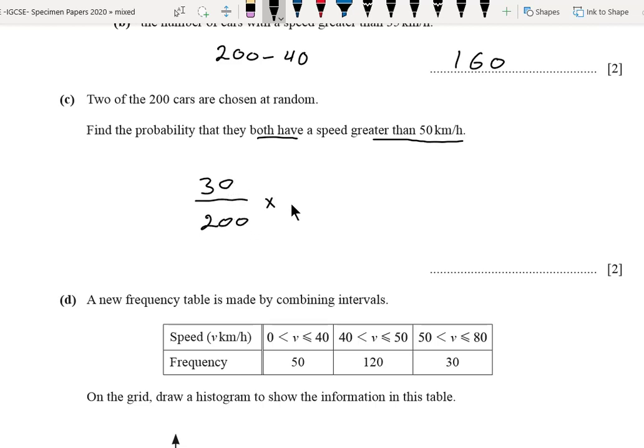This is for the first car, and for the second one, it will be 29 divided by 199. And the answer will be 87 divided by 3980, or approximately 0.022.